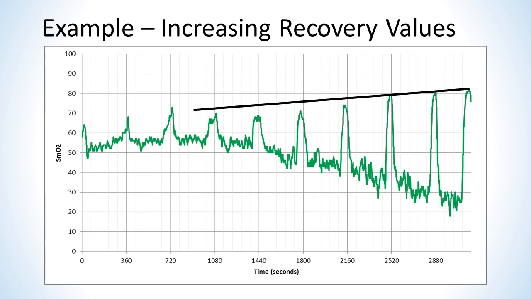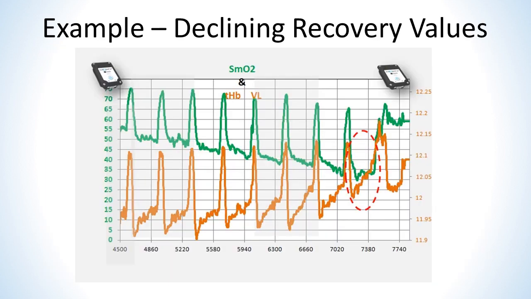This graph shows another example of a 5-1-5 assessment with the same pattern of 5 minutes of work and 5 minutes of rest. This time, however, the height of the SMO2 peaks during the rest periods starts to decline at the higher loads. This indicates that the cardiac system is not able to completely recover the muscles during that 1-minute rest.